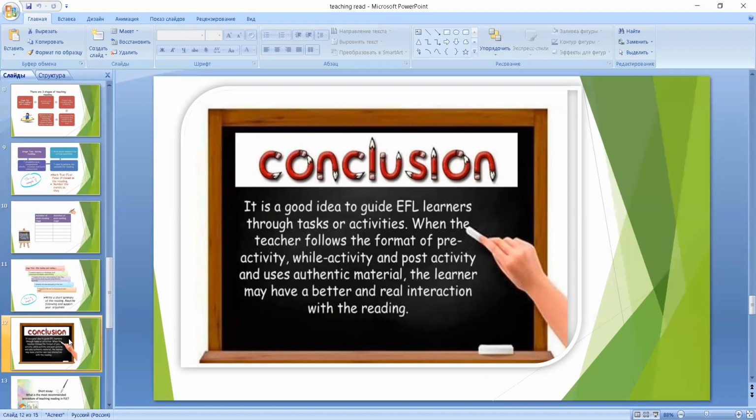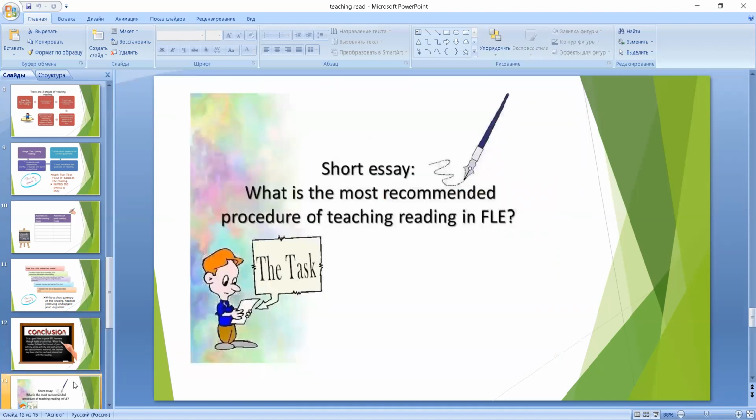We can say that reading is one of the important methods in foreign language teaching. That's why we can give more activities to the learners for language teaching. We can give more reading texts. Maybe we can begin with short stories and short texts, then discuss them and find new words.